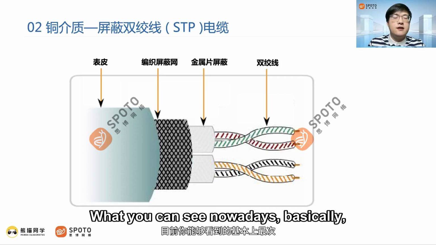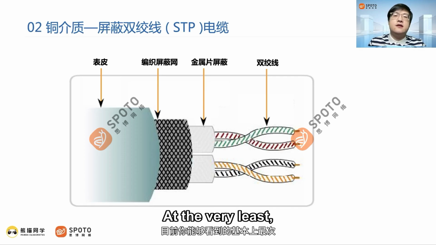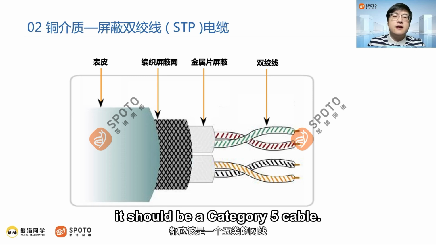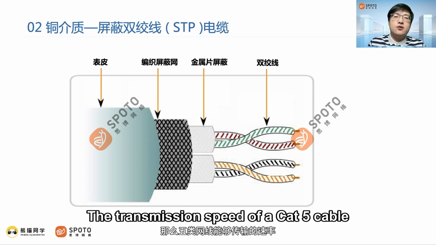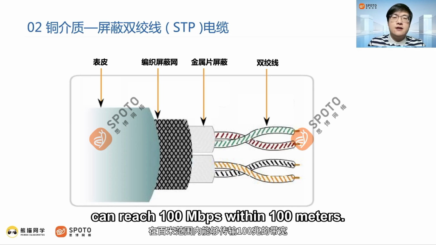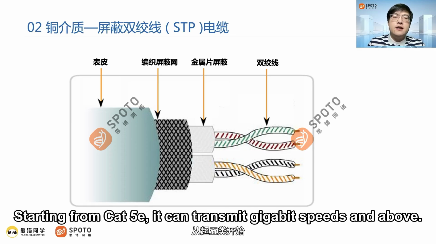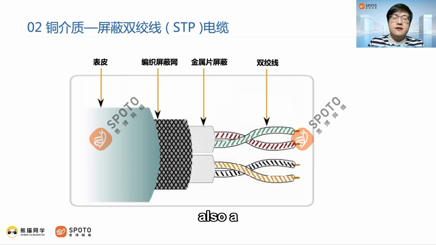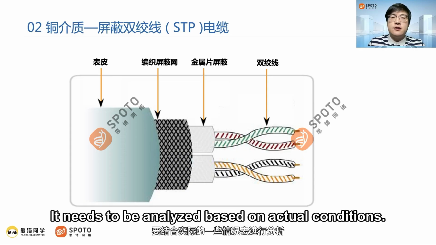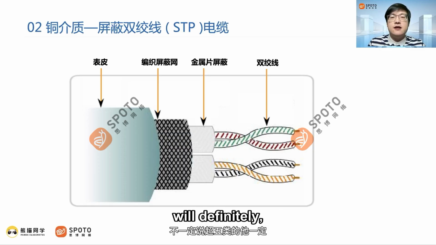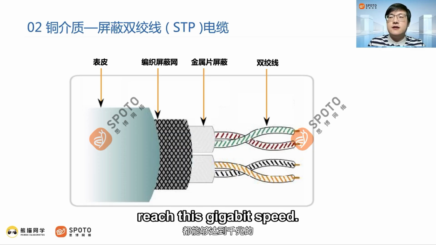What you can see nowadays, at the very least, should be a Category 5 cable. The transmission speed of a Cat5 cable can reach 100 megabits per second within 100 meters. Starting from Cat5e, it can transmit gigabit speeds and above. Of course, this is also a theoretical value. It needs to be analyzed based on actual conditions. It's not guaranteed that Cat5e will definitely reach this gigabit speed.